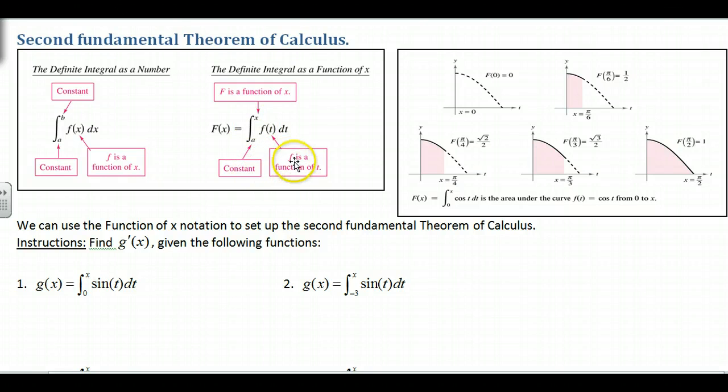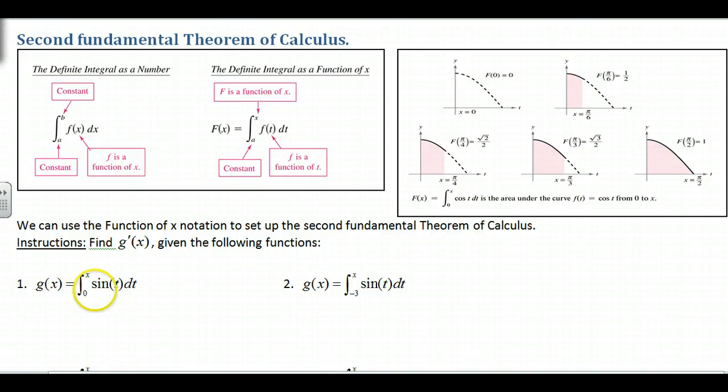And this f, not to confuse things, f has to be a different variable than this one here. So I need f of t dt, where this would be an x. Now what the second fundamental theorem of calculus says is that if you take the antiderivative and then take the derivative again, you're going to end up with our same function back.